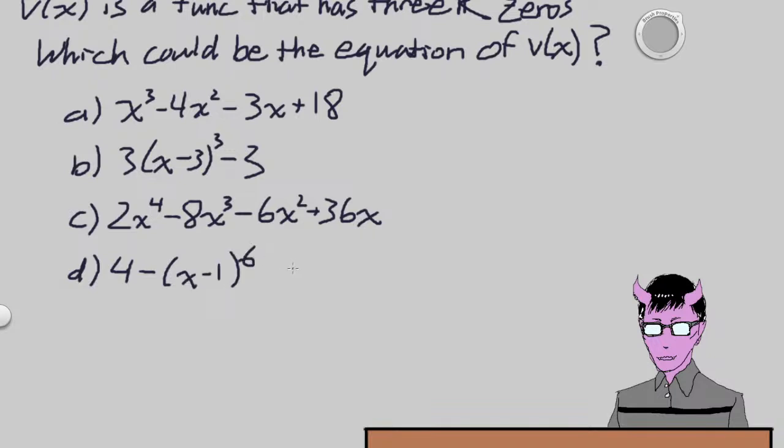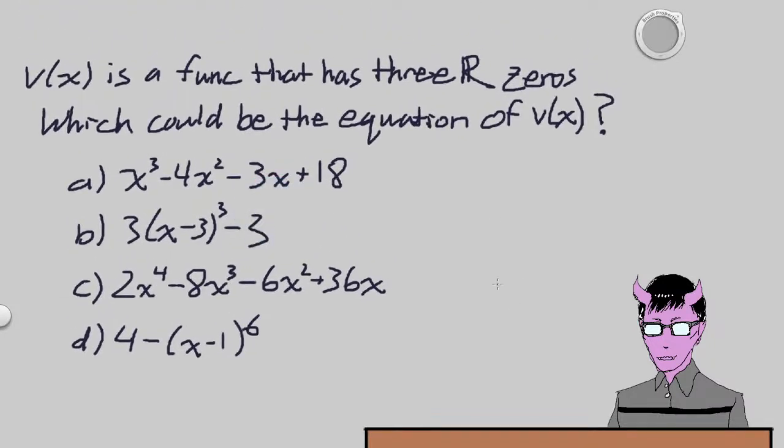Alright, so those are the 4 options. It's just a standard multiple choice situation. Again, v of x is a function that has 3 real zeros. Which of the following could be the equation of v of x? So 3 real zeros. I think this is a little ambiguous. They could be repeated. As long as we satisfy the fact that it has 3 real zeros, are they unique zeros? So I guess this is earlier in my problem-making career. I should have phrased this a little more carefully.